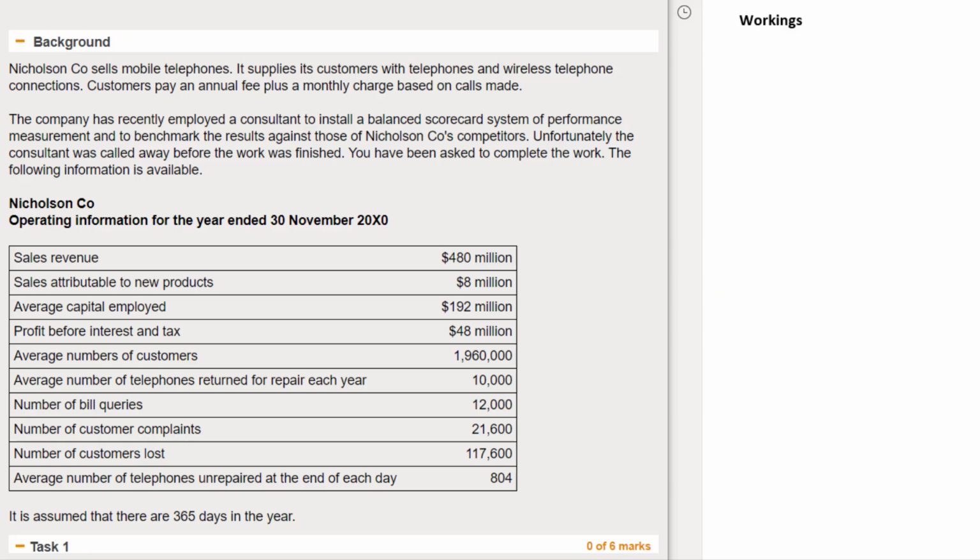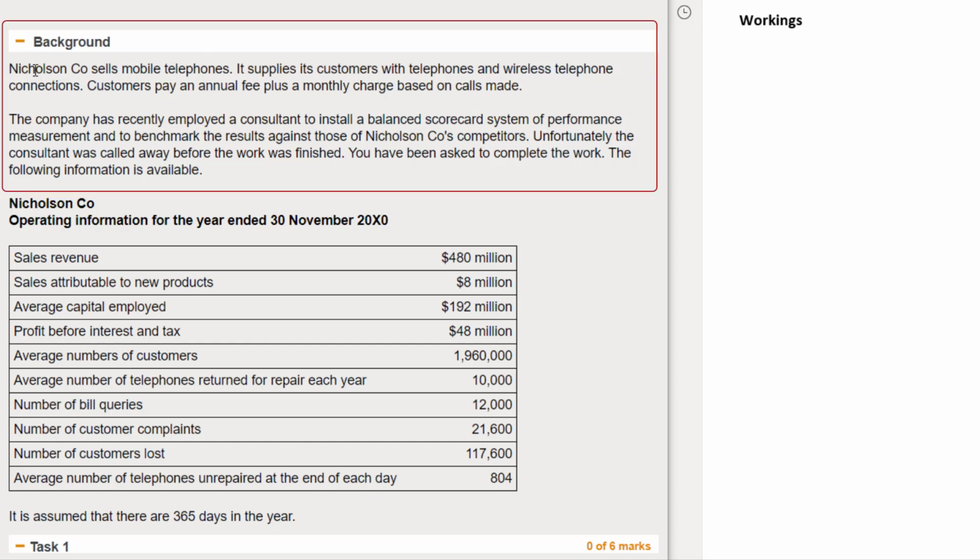An extended multiple task question here about a company called Nicholson Co. who sells mobile telephones. The customers pay an annual fee plus a monthly charge based on calls made. I'm already thinking the annual fee, that's a fixed cost or fixed revenue. Monthly charge based on calls made, that sounds like variable, doesn't it? This is semi-variable, the money they're getting in.